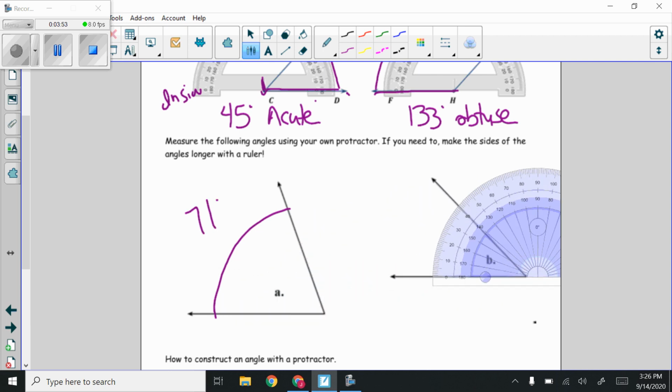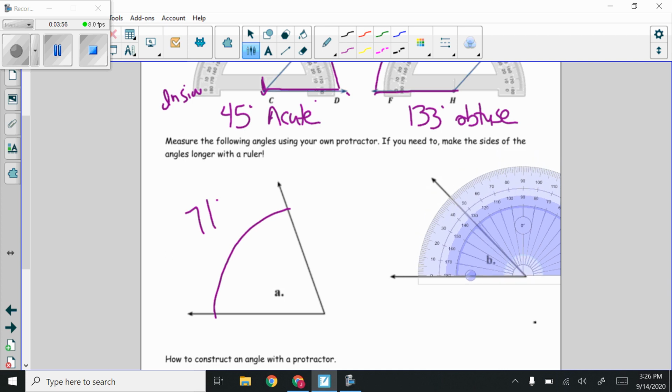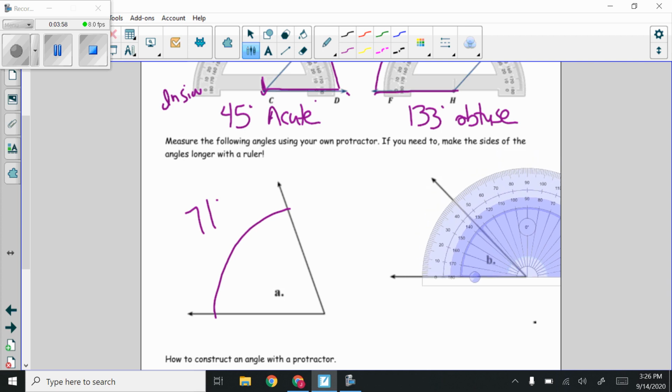And move it over here. Again, put the vertex on the middle of my protractor. This ray, again, lines up with the 0 on the outside. So here, that looks to be about 44 degrees maybe.